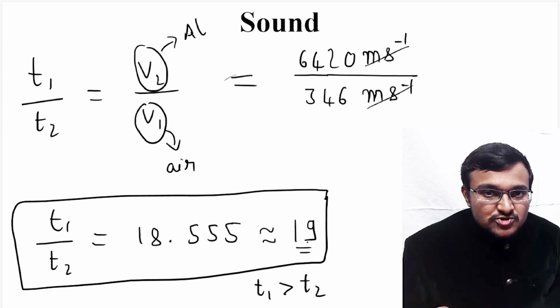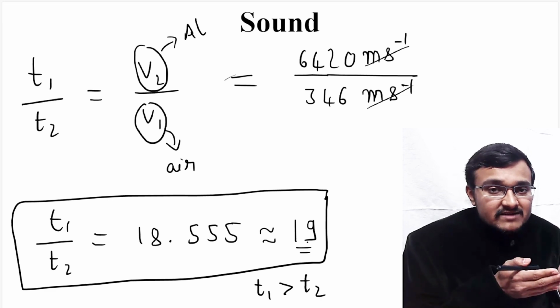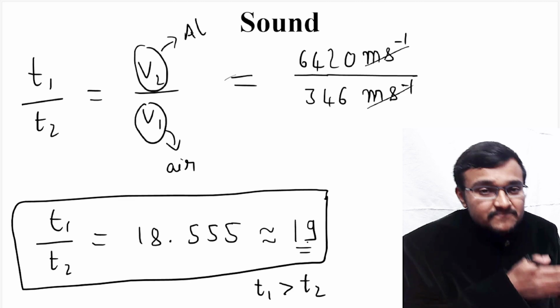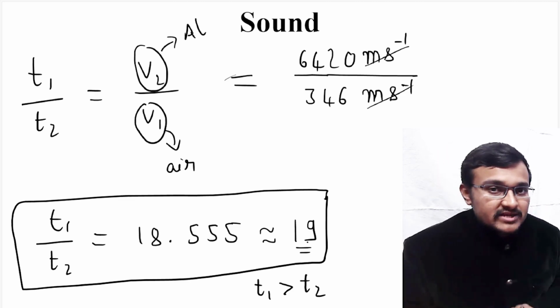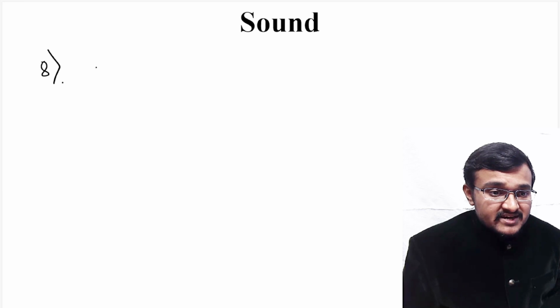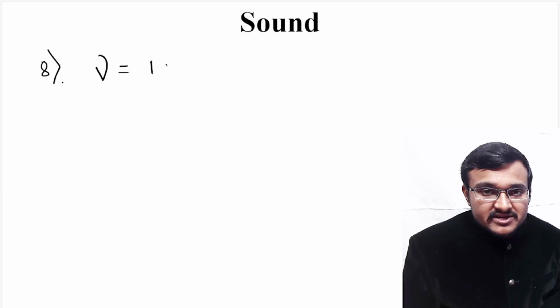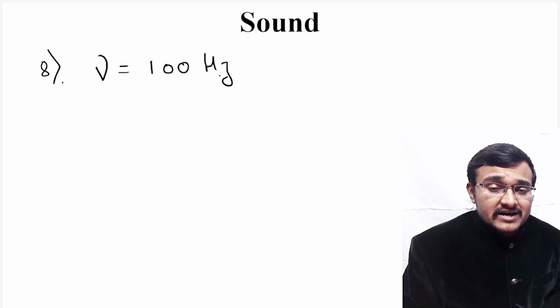So 19 is the ratio between the time taken by the sound wave in air to the time taken by the same sound wave in aluminum. Coming to the 8th question, here they have given the frequency of a particular sound wave. So the frequency of a particular sound wave is equal to 100 Hertz.